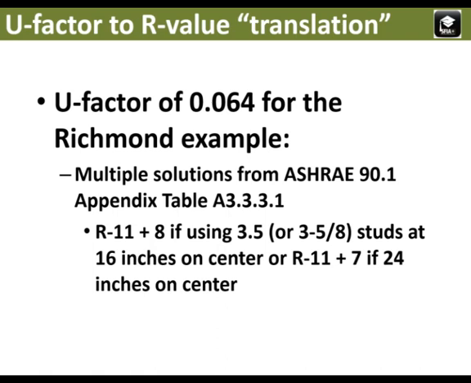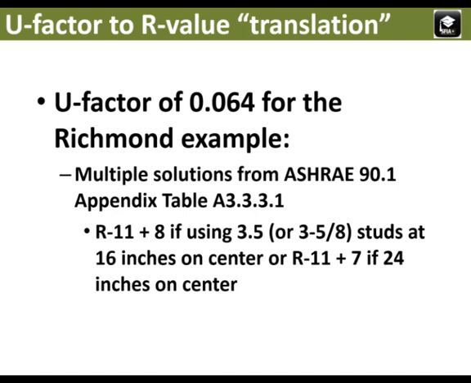You can look for your assembly in published U-factor tables, such as in Appendix A of ASHRAE 90.1, to see if the components in your assembly match up. There are multiple assemblies that could work. For example, R11 plus 8 would comply with a 3 5/8 inch stud at 16 inches on center. It is acceptable to use a more commonly available insulation product, such as R-13 in this case, as long as it is an increase and not a decreased R value.